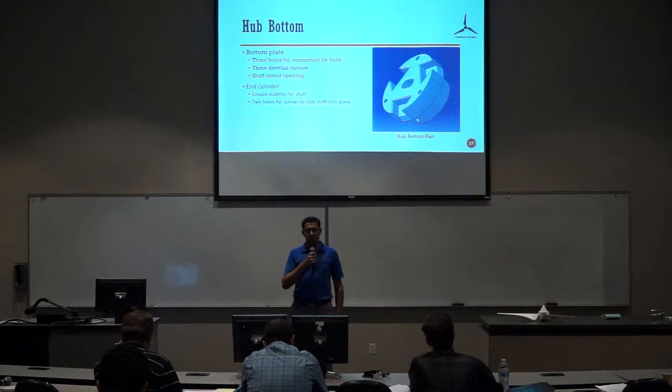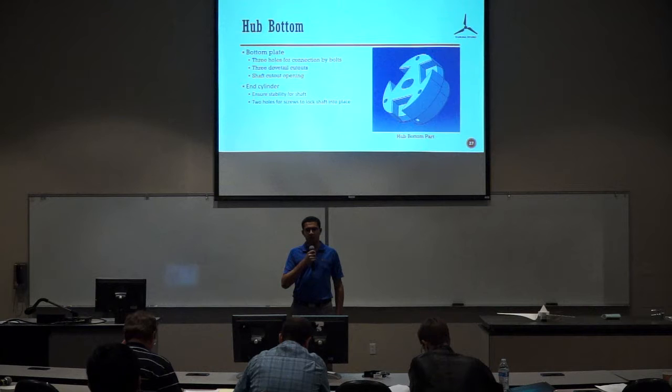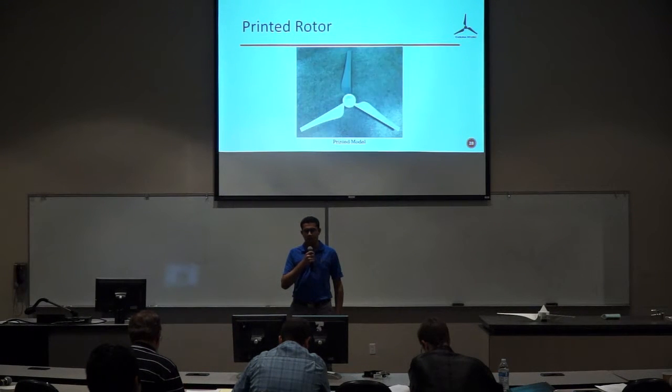The end cylinder, which is behind the bottom part, is there because it has to ensure the stability for the shaft, and has 2 holes, of which one is shown, the other cannot be seen, for the screws to lock the shaft into place. This is our printed model of the blade.